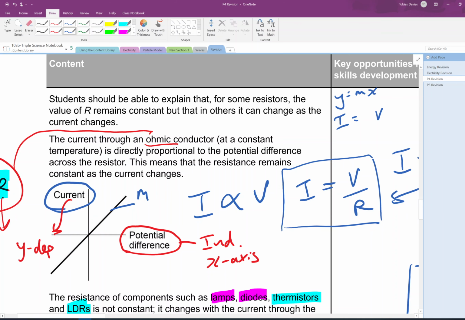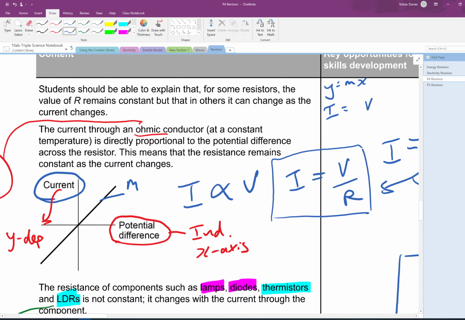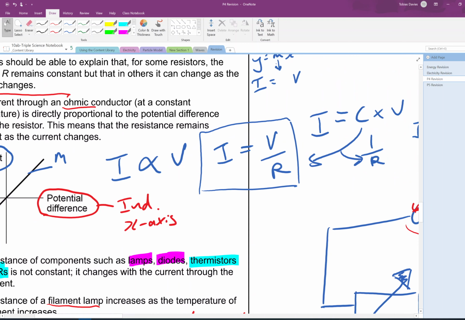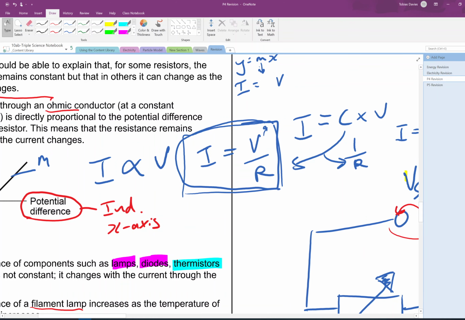Now if I wanted to say I is equal to something times V, that something is, of course, the gradient, m, and the gradient in this case is, because I is equal to V over R, okay, we can say, well, V is the x part, so I is some constant multiplied by V. I can put that as m, and that is 1 over R, so m is 1 over R.